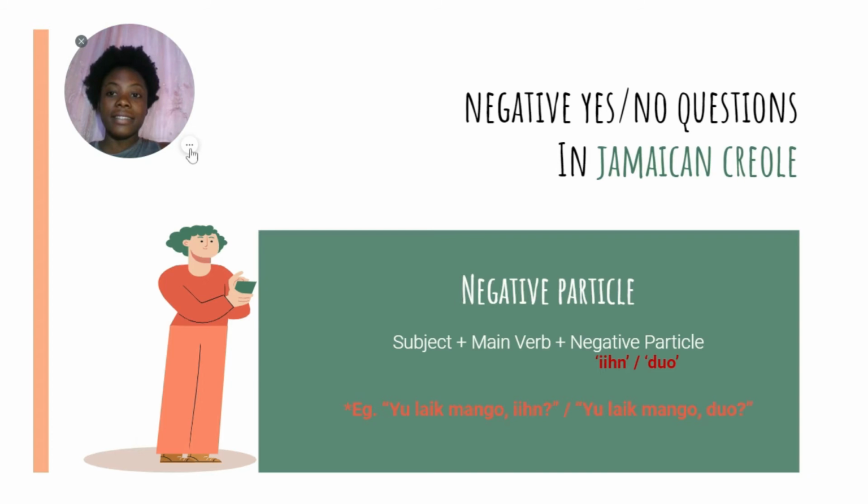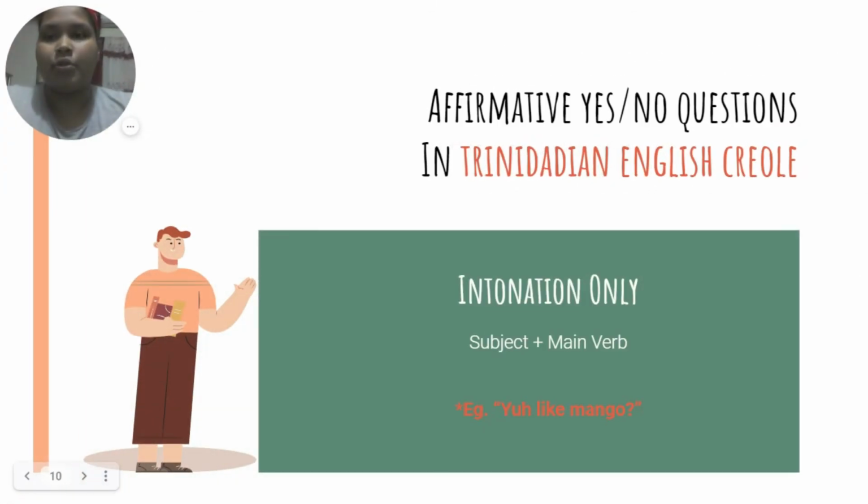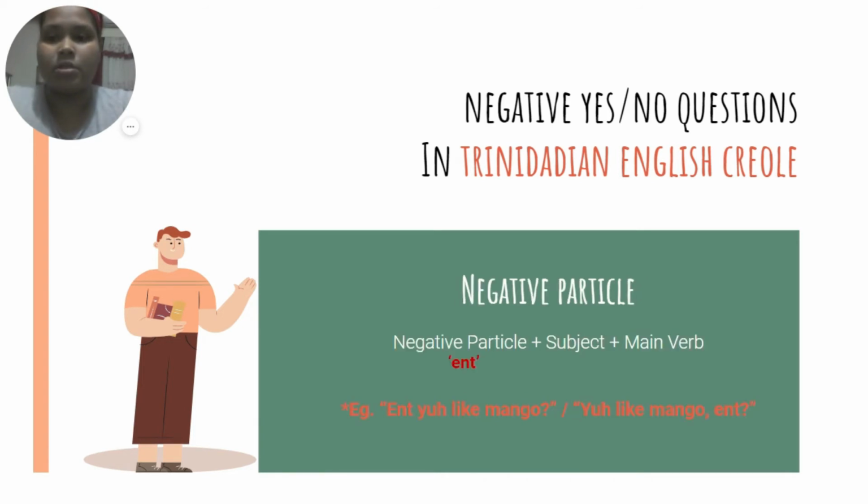In Trinidadian English Creole, speakers rely on intonation only to let others know that a question has been asked. There is no subject-verb inversion as in Standard English. Instead, the same declarative sentence is used to ask the question. In written form, a question mark is placed at the end of the sentence. For negative yes/no questions, the question begins with the negative particle "ent", followed by the subject, followed by the main verb. Rising intonation indicates a question has been asked, and in written form, a question mark is required at the end of the sentence.